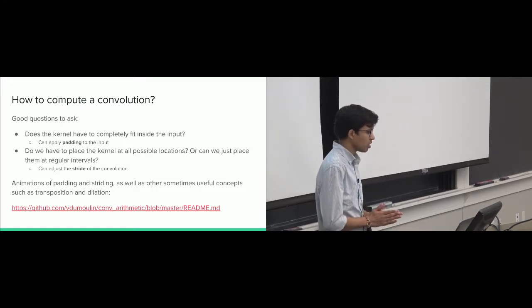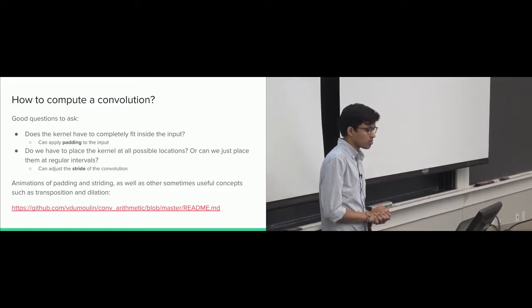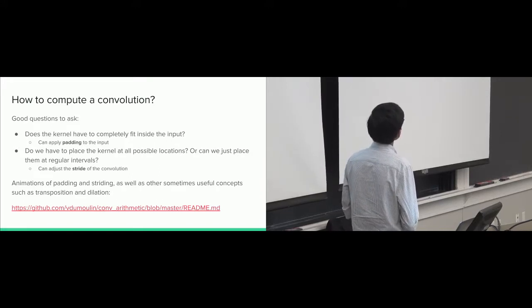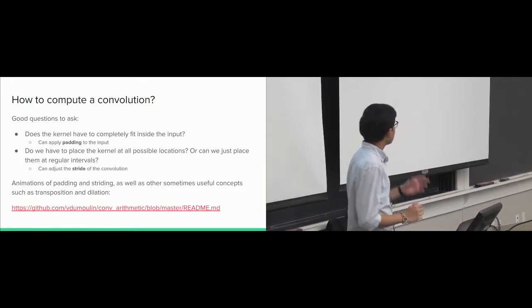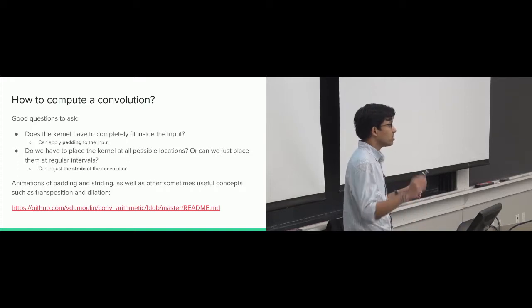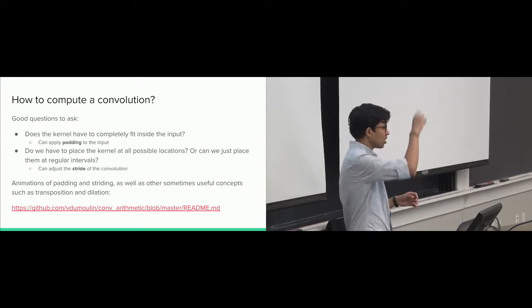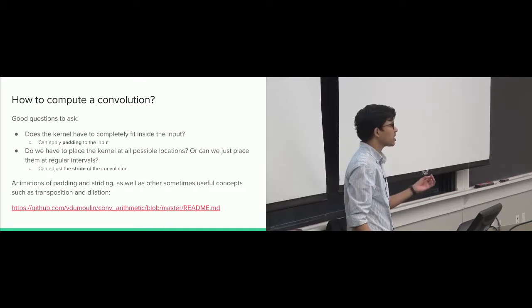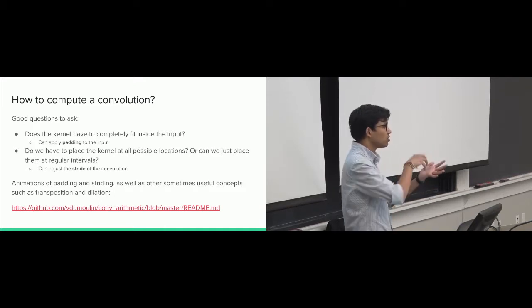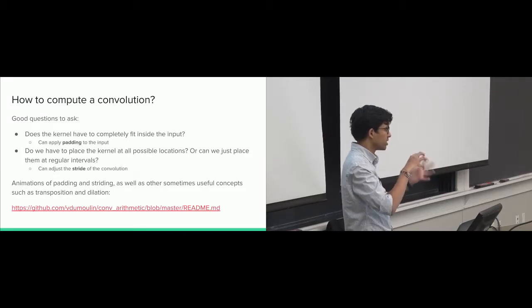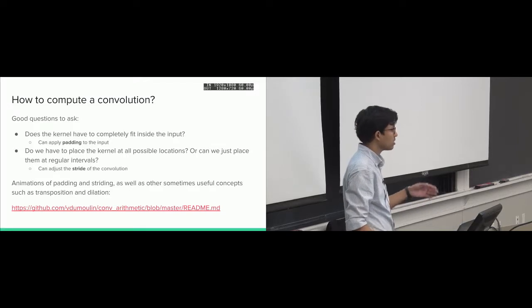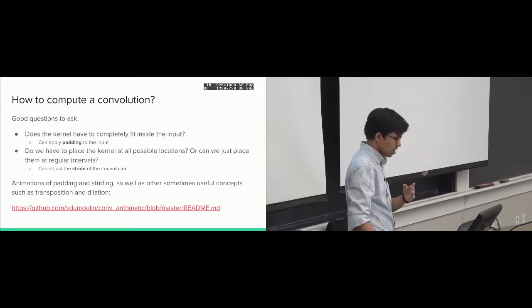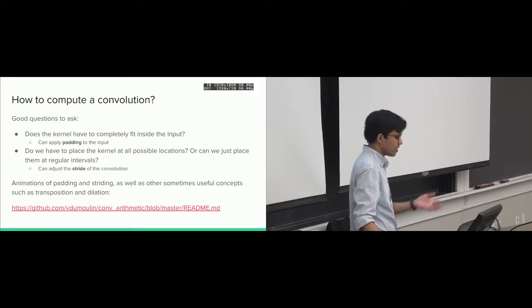So how do we compute a convolution? The first question is, does the kernel have to completely fit inside the input? Actually it does not. You can apply padding, where you create a border of zeros around the input. If you don't have that, the corner and edge cells are not convolved as much as the cells inside. Once you apply the padding, all the cells are convolved equally and used the same number of times.